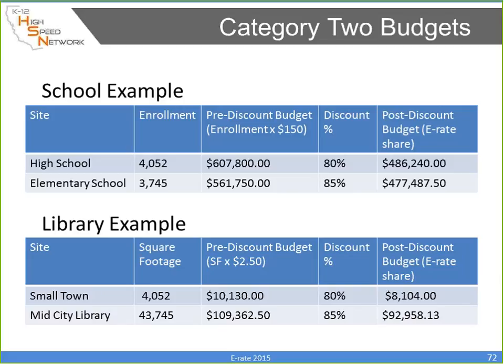We have the example of the library and how it's calculated by square foot. Same sort of scenario. It's the pre-discount budget, and then you know how much your share is going to be based on how much E-rate is going to pay. Do you have any questions so far?